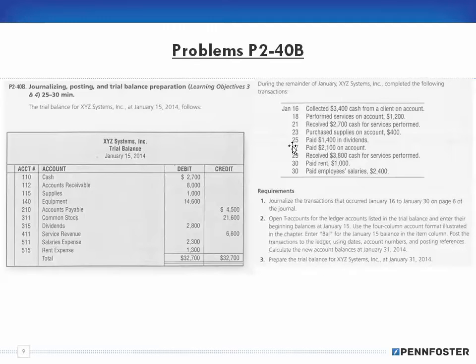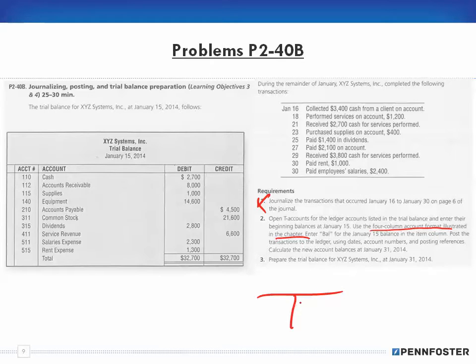Okay, so now I'm at 11 minutes, and it says here, we've gone through and we've journalized the transactions. So now it says open T accounts for the ledger accounts listed. So it's telling us to open T accounts like we did in problem 39B. But then it says here, use the four-column account format that was illustrated in the chapter.